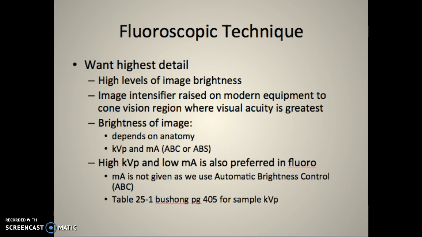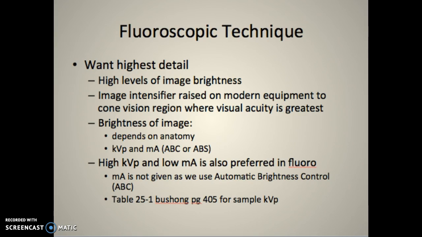What we use now is the ABC, which is automatic brightness control, or ABS, automatic brightness stabilization. Those are words that you're going to hear, the ABS or ABC, when we're setting our technical factors to keep the brightness as bright as possible. High kVp and low mA is also preferred in fluoro. So mA is not given as we use brightness control.